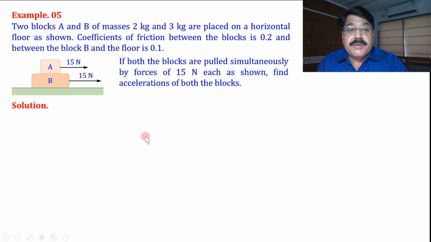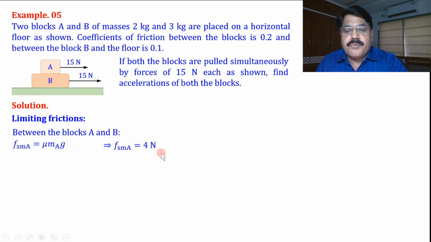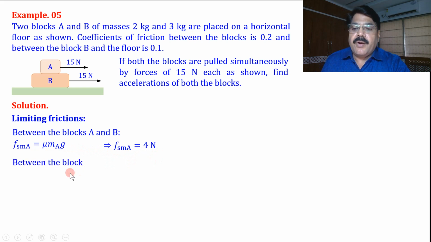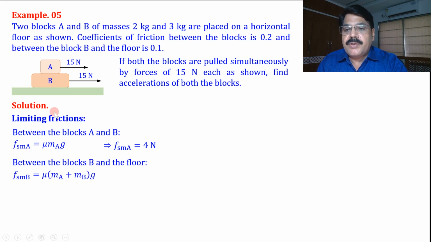So now let us proceed with the solution. We calculate the limiting frictions as earlier. Between the blocks, the limiting friction is what? F_SMA. I am using A because it is under the block A. So this notation I am using here. So mu into m_A into g, and earlier it was 4 Newton. And between block B and the floor, we designate it by F_SMB because it is under block B. So F_SMB is equal to mu into (m_A plus m_B) into g, because here the normal reaction will be equal to the weights of both the blocks. So F_SMB is 5 Newton.